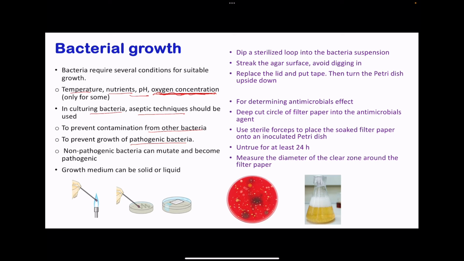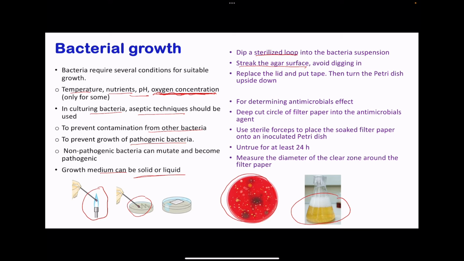Also, we need to decide which growth medium we're going to use. Are we going to use a solid medium or a liquid medium? For example, you can see this is a solid medium and there is bacteria already grown there, as well as a liquid medium. During bacterial culture on a solid medium, like agar, we will dip the sterilized loop into the bacteria suspension. This loop is sterilized by flaming it. You flame it red hot and then allow it to cool. Then you dip it into the bacteria suspension and then streak the agar surface. Like here, they are streaking the agar surface.